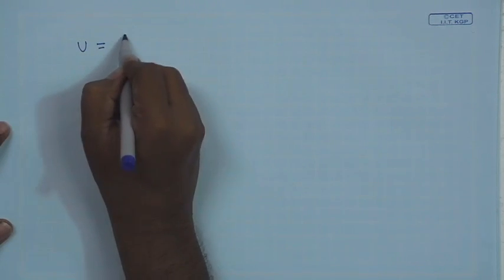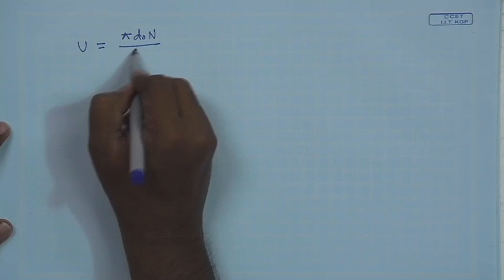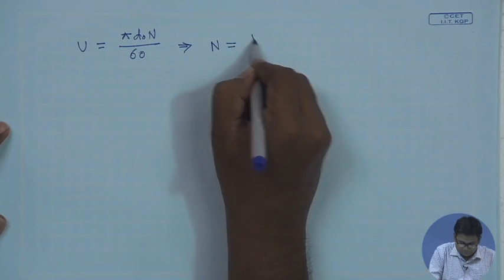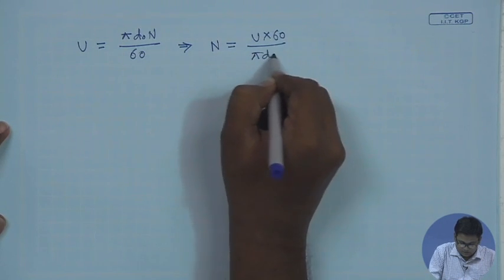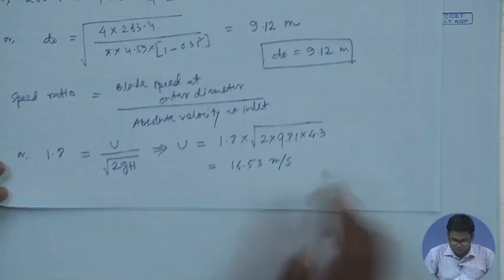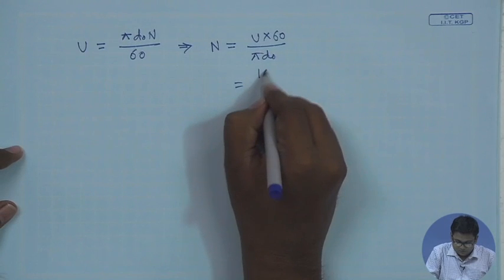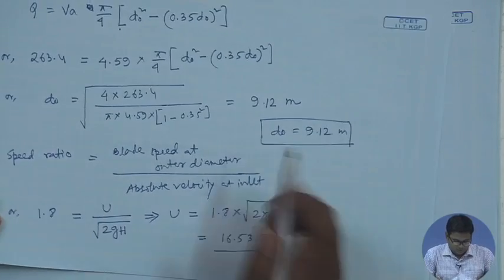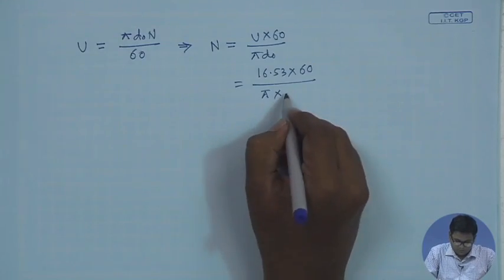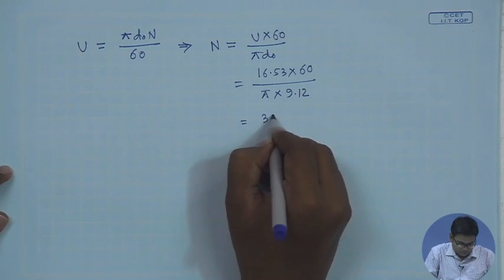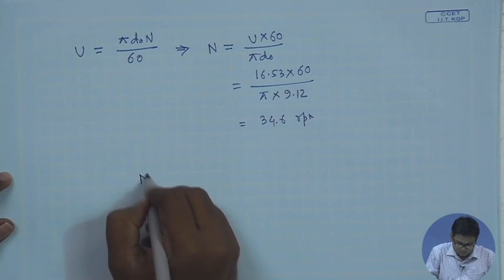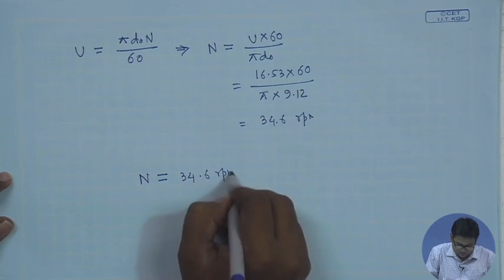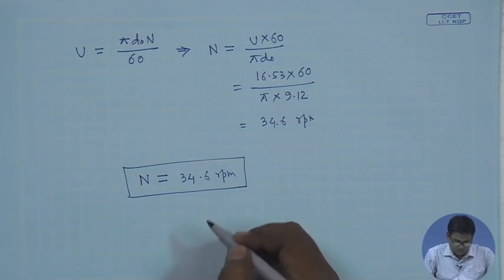So, this blade speed is related to the rotational speed of the turbine. So, u is pi D0 N by 60, where N is in rpm. So, this relation gives N equals u into 60 by pi D0. So, u now we have obtained as 16.53. So, 16.53 times 60 over pi times D0, which is 9.12. This gives 34.6 rpm. So, rotational speed of the turbine runner is 34.6 rpm. So this completes our second and the last problem.